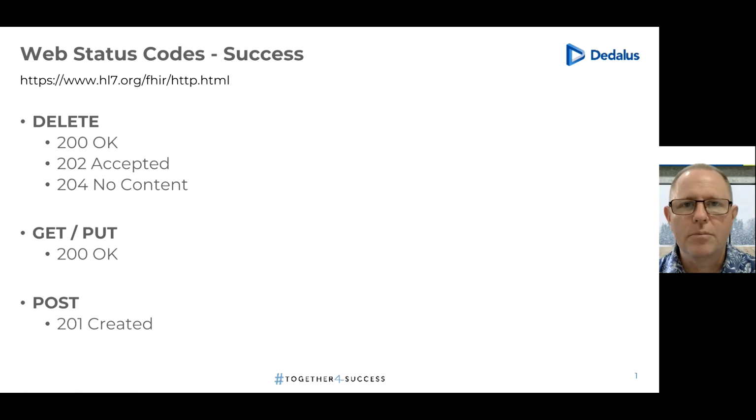For a get or a put, we'll get a 200 OK, and for a post we should get a 201 created, so it's going to be a new entry in our FHIR server. So they're the kinds of successful web status codes that we can get from our FHIR server.